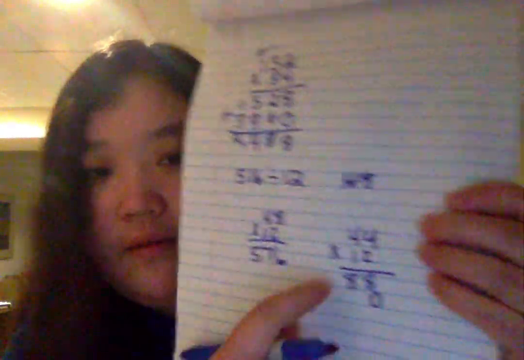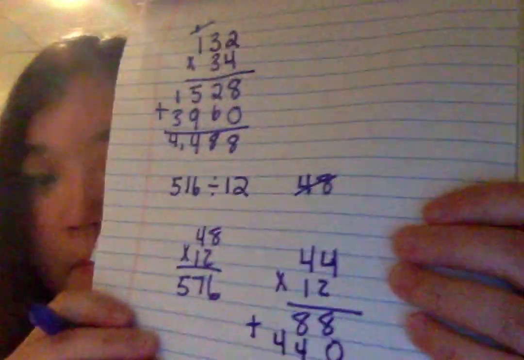So 2 times 4 is 8. We know 2 times 4 is going to give us 8. We're going to put a 0 underneath right here. 1 times 4 gives me 4. 1 times 4 again is going to give me 4. So I'm going to get 440 right here. See it? And I'm going to add these together.